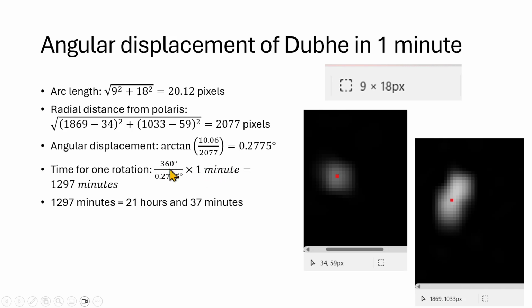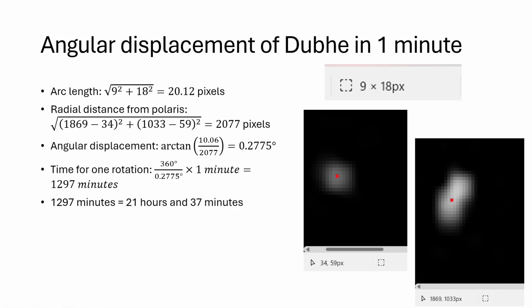Multiply both sides by a minute, we end up with this. So 360 degrees is one full day as an angle, divided by the 1 minute's worth of angle, times by 1 minute, gives us, well, in this case, it was 1,297 minutes, which works out to be 21 hours and 37 minutes. Now, that's a tad too small.